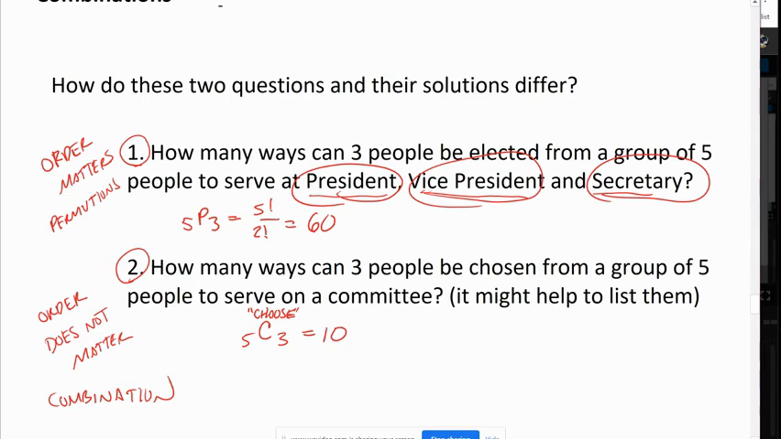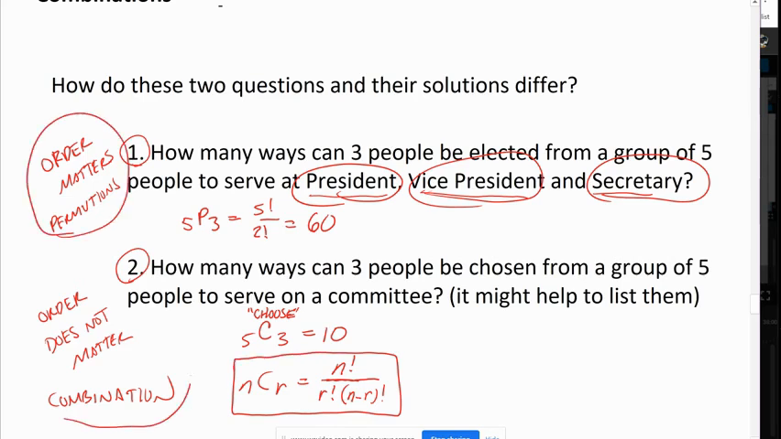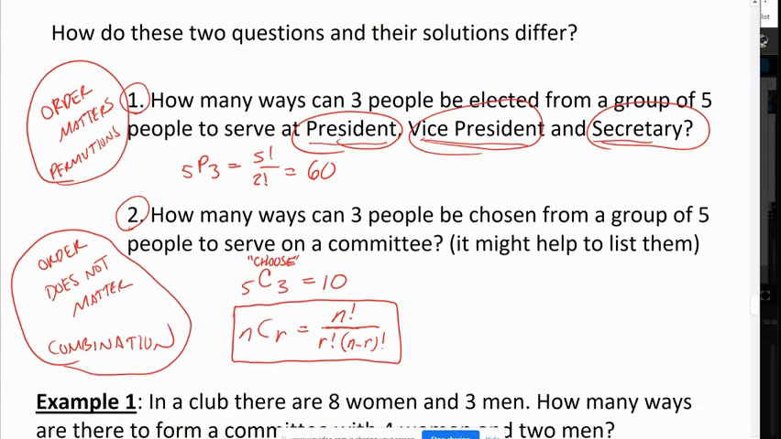By the way, the formula for nCr is n factorial over r factorial times n minus r factorial. So it's very similar to the formula you used for nPr, except you have this extra little piece right here. Okay, so that's the formula for nCr. So you use permutations when order matters. You use combinations when order does not matter.